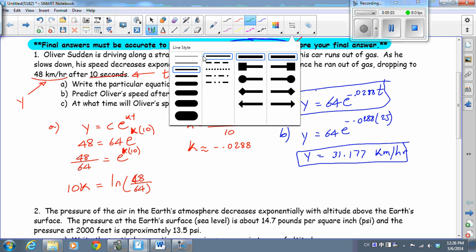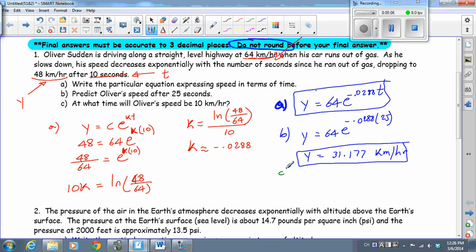Let's do the last portion. The last portion is C. For C, I want what time would Oliver's speed be 10 kilometers per hour. So I would say 10 is equal to 64 e to the power of negative 0.0288 t. To solve this one, I will divide by 64, and after dividing by 64, you have negative 0.0288 t is equal to the natural log of 10 over 64. Now from here, you will divide by this value.